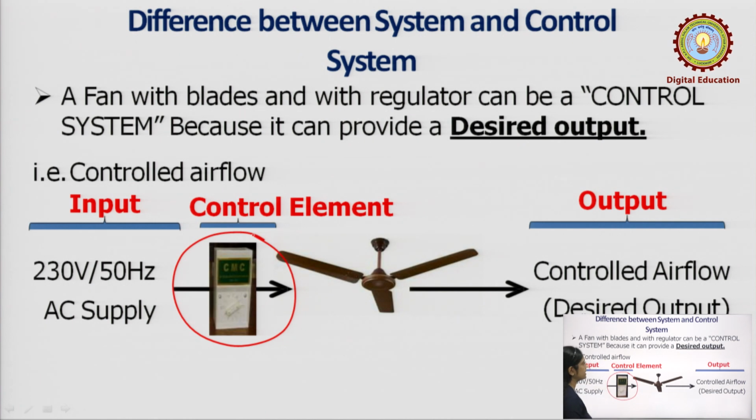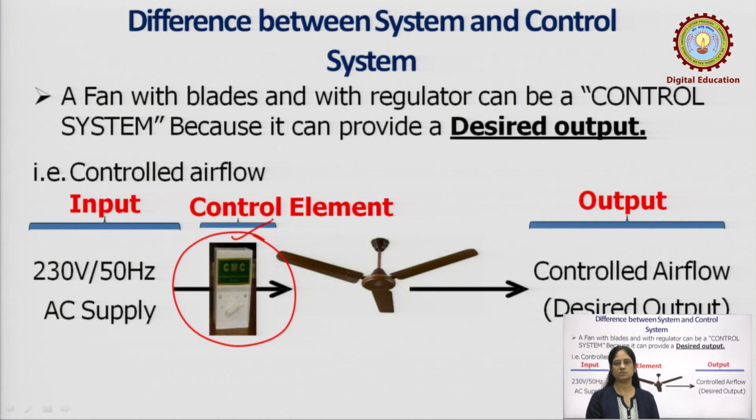Now, here we can see that along with the blade, we have a control element as defined here. A fan with blades and with regulator can be a control system, because it will provide us a desired output. Now, if we want to change the speed of the fan, that is done through the regulator. Though it is manually done, it becomes a control system, because now we are able to control the speed, so that the airflow is controlled.